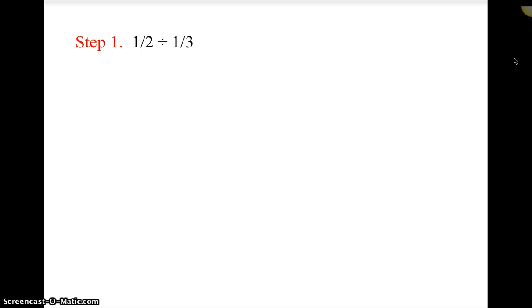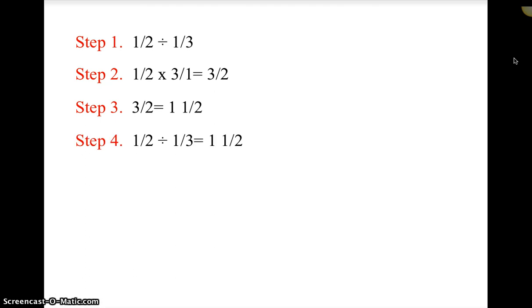Now let's look at this problem using a number sentence. First, we set up our problem, which is 1/2 divided by 1/3. Our next step is to invert and multiply across. So we would switch our 1/3 fraction around into 3 over 1 and multiply. 3 times 1 is 3 and 2 times 1 is 2, resulting in a fraction of 3 over 2. Next, we would transfer our improper fraction into a mixed number, which would be 1 1/2. Our fourth step would be to write our original problem, which would be 1/2 divided by 1/3 is equal to 1 1/2.